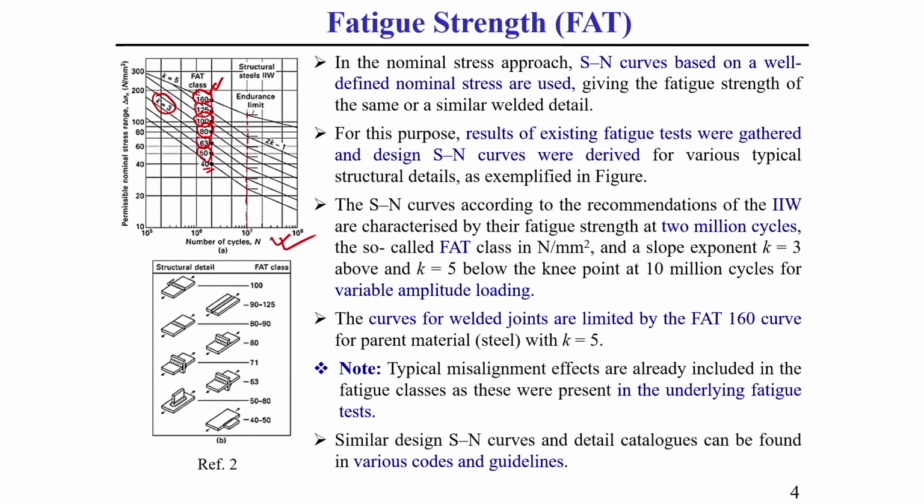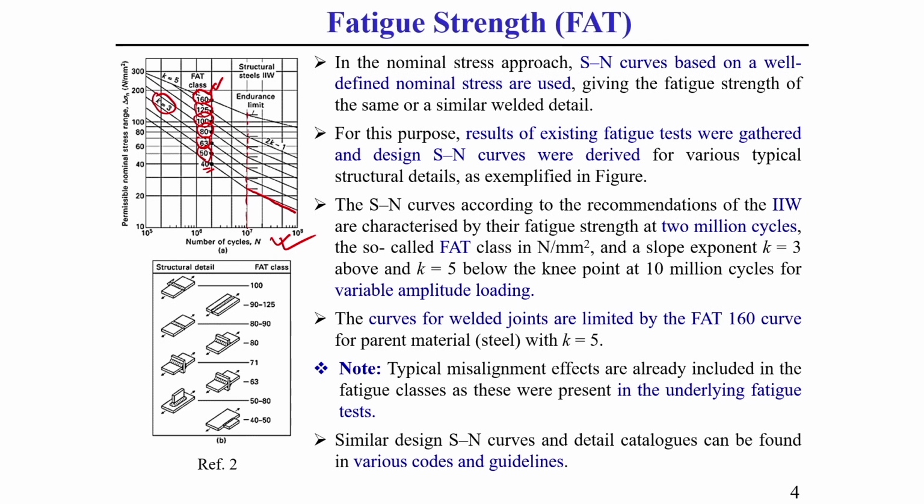For the rest of the cases, from the 125 FAT value onwards up to the 40 FAT value, the slope is initially k equal to 3 up to 10 to the power 7 cycles. After 10 to the power 7 cycles, this value generally changes to k equal to 5.